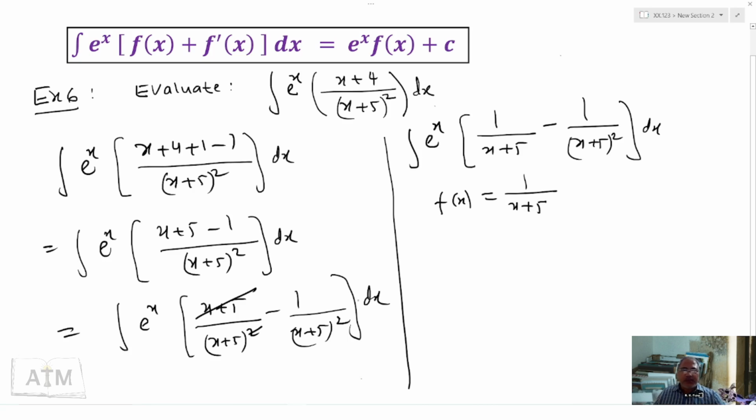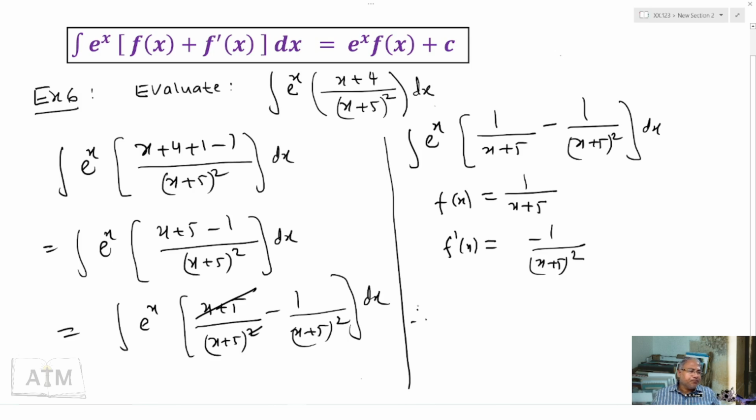As soon as the problem is given, you require the talent to identify f of x and f dash x. This is possible only when your derivatives are strong enough. And to make your derivatives strong, don't go anywhere else. Just visit my channel and you will find a lot of solved problems based upon derivatives. And so f of x is equal to 1 upon x plus 5 and f dash x is nothing but minus 1 upon x plus 5 whole square.